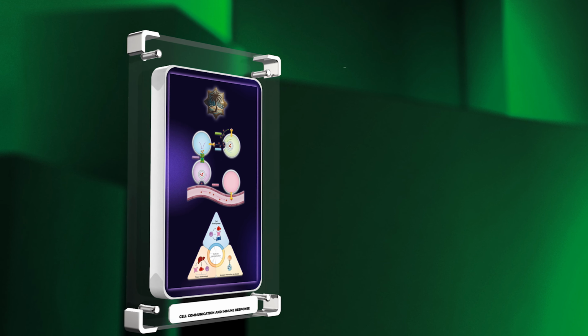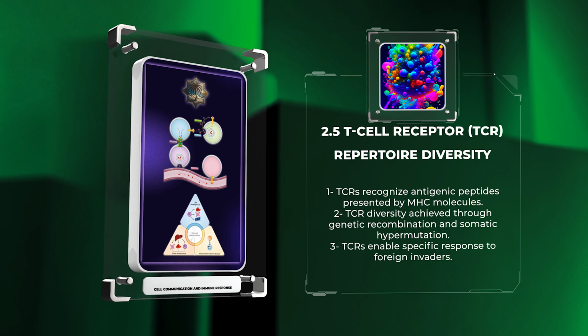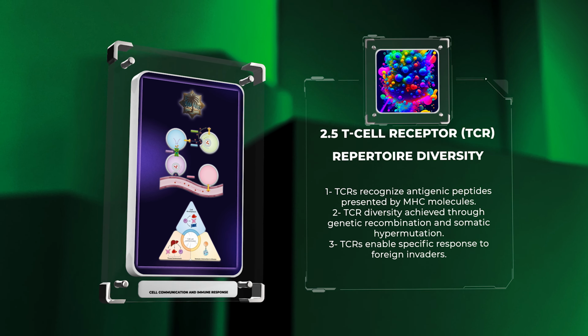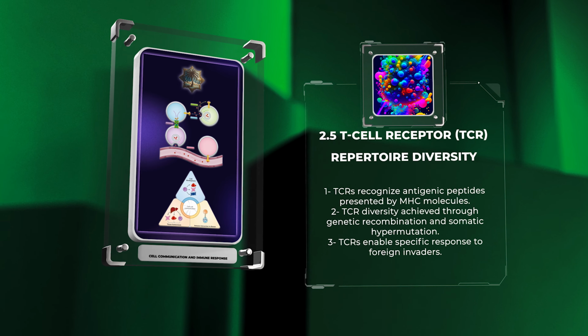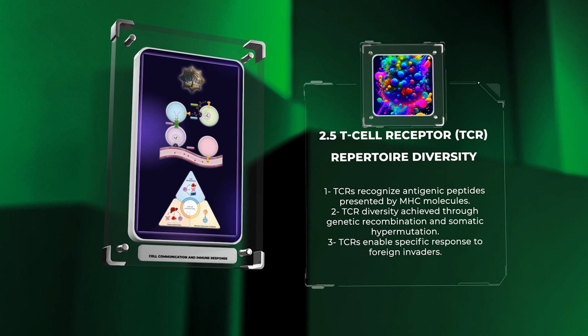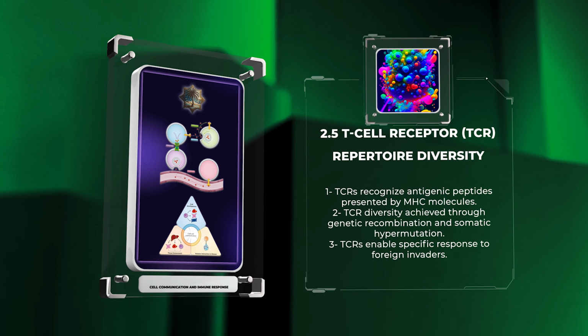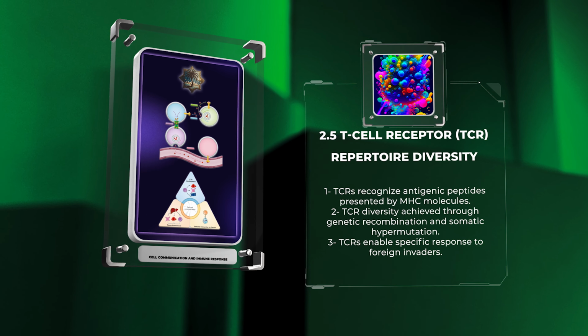T-cell receptors, TCRs, are responsible for recognizing antigenic peptides presented by major histocompatibility complex, MHC, molecules. The human body produces an astonishing diversity of TCRs to ensure the recognition of a wide range of pathogens. This diversity is achieved through genetic recombination and somatic hypermutation, enabling T cells to respond efficiently and specifically to foreign invaders.